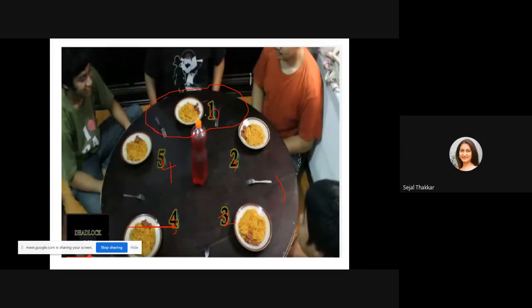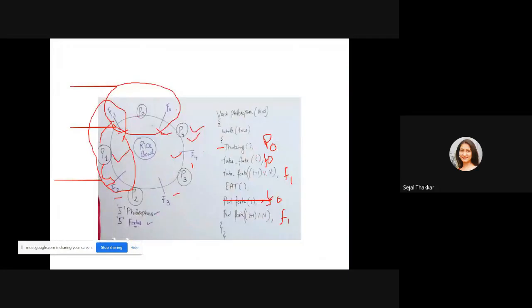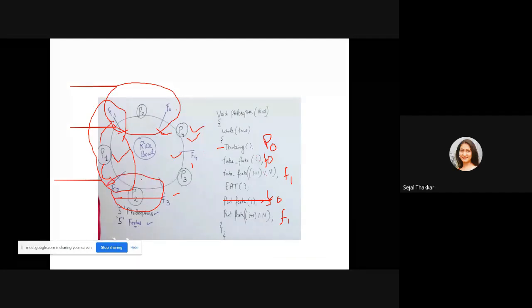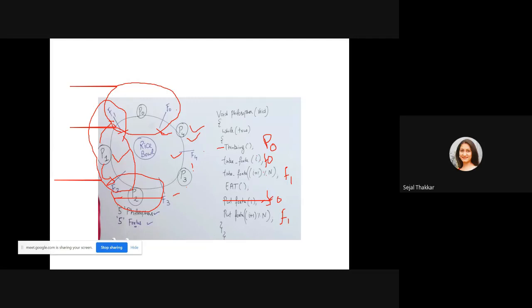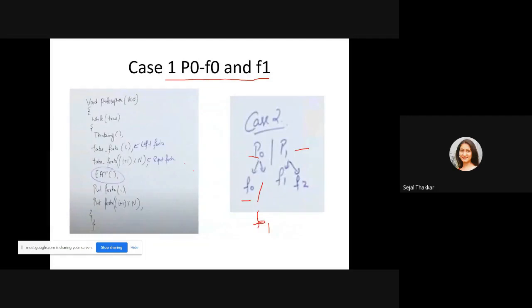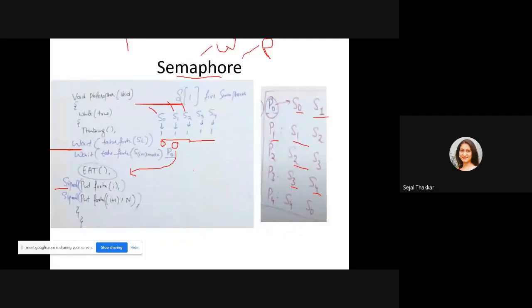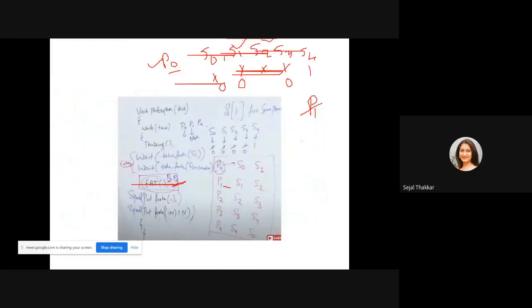This one is using P0's forks. See here, P0 is using the F0 and F1 forks, these two forks. And we have allowed P2, which is using the F2 and F3 forks. So these two are not dependent on each other. They are using totally independent forks. Even P3 would be allowed with P0, because P3 is using the F3 and F4 forks. They are not dependent on resources, and are not even sharing the same resources. So they are allowed to enter into the critical section. Here P2 and P0 are allowed to enter.